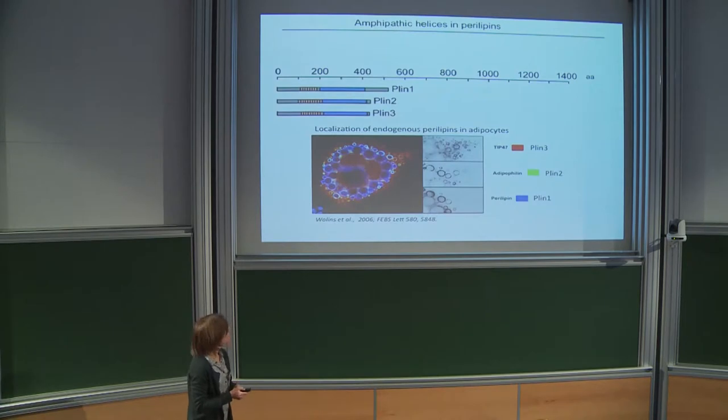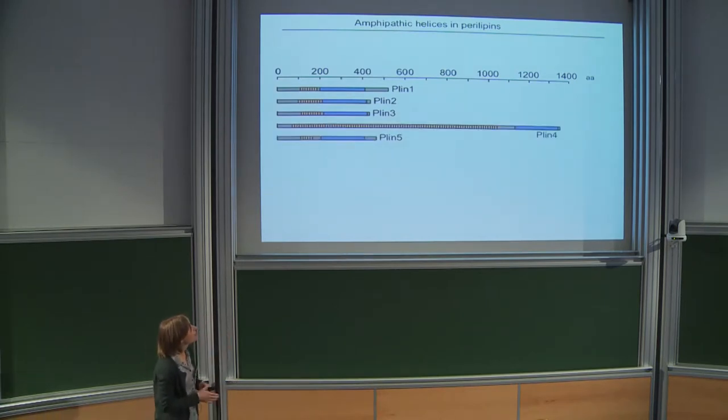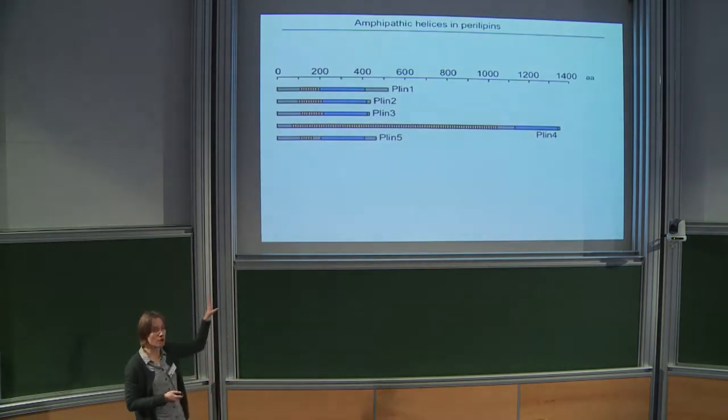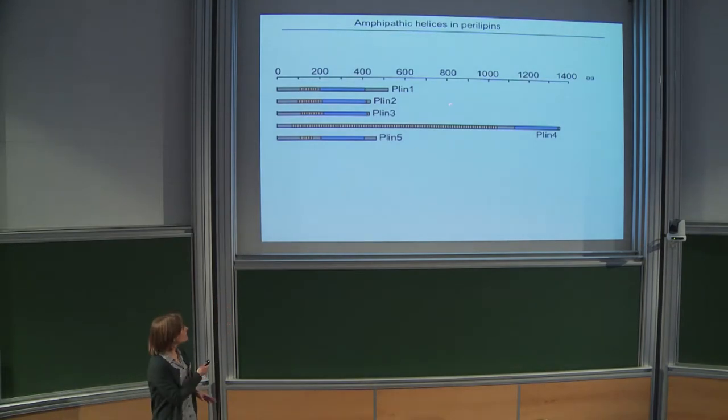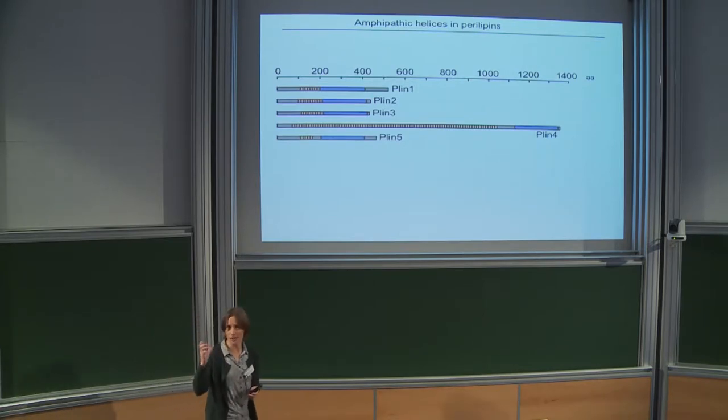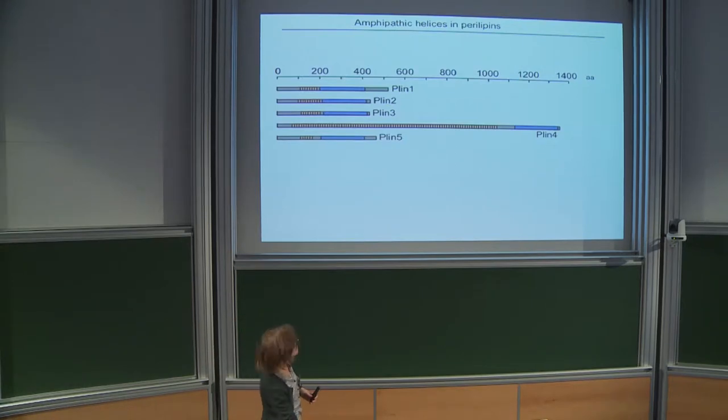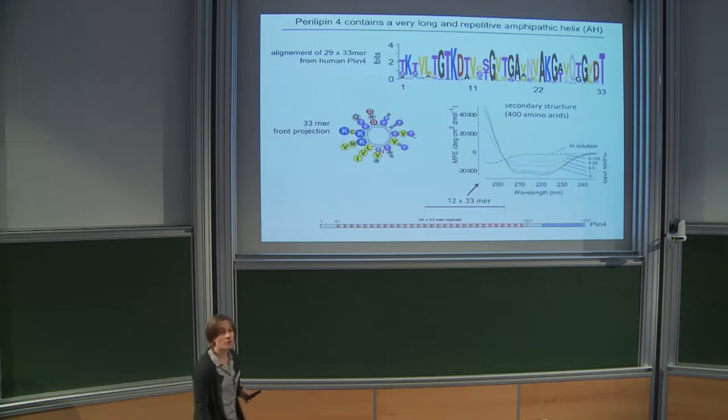But there's another protein in the family that's really striking. It's called perilipin 4. It hasn't been studied very much, but this one has a predicted amphipathic helix region of almost 1,000 amino acids in the human sequence. So it seemed like a really good candidate to study targeting to lipid droplets by amphipathic helix. And not only is it very long, but it's also extremely repetitive.